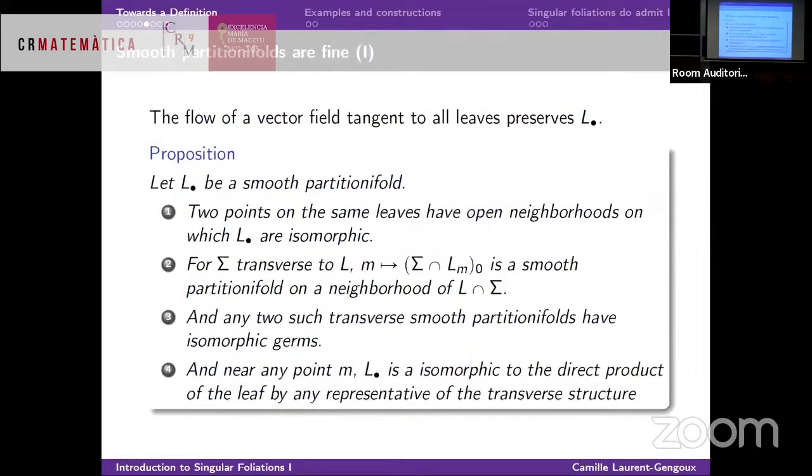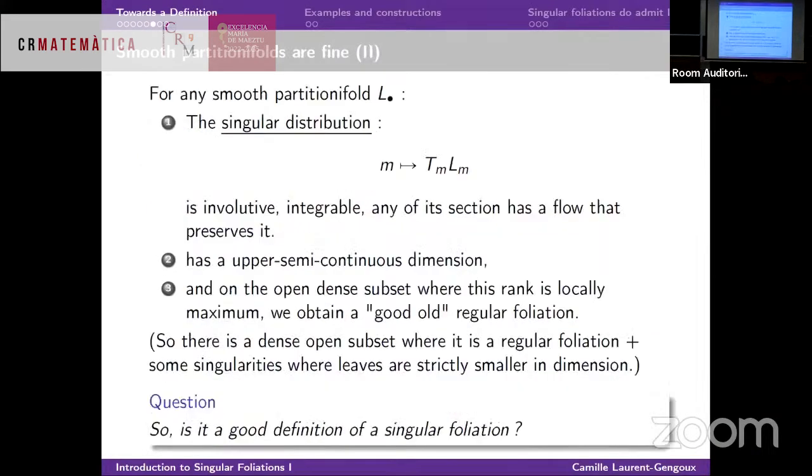More than that, when you have a smooth partition manifold, you have a singular distribution, M maps to TML_M. Why do I call it a singular distribution? Because to each point, you associate a tangent space, a subspace as a tangent space. The dimension may change, but it's like a distribution. That dimension may not be constant. And this singular distribution is quite good.